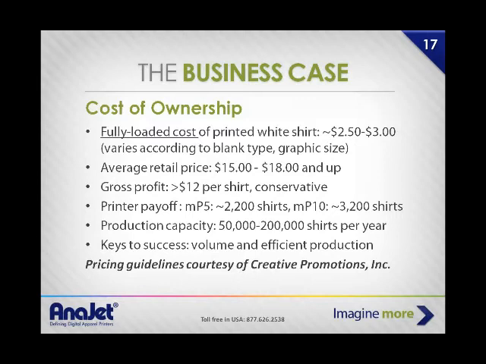Average retail price is $15 to $18 and up. It means a gross profit of $12 per shirt conservatively from a retail perspective. You could even get that on the wholesale side if you were doing a 10-shirt order at $15 a shirt. You could have that, no problem. Printer payoff on the MP5 is 2,200 shirts, on the MP10, 3,200 shirts.